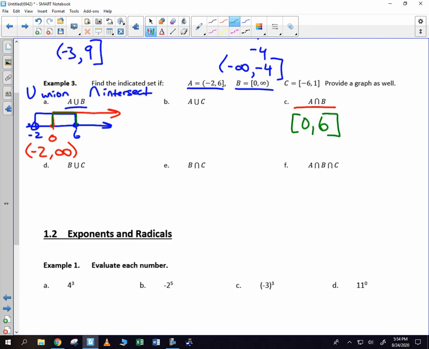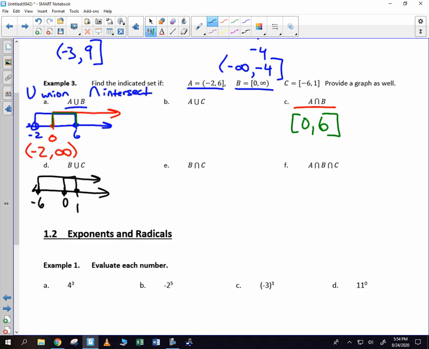We'll try two more. We'll do B and C. So if I draw out a graph, I think drawing a graph is the most helpful piece. B is from 0 to infinity, closed circle. And then C is from negative 6 to 1. Negative 6 and 1, and we have brackets there. The question is, if we union them together, what would we get?